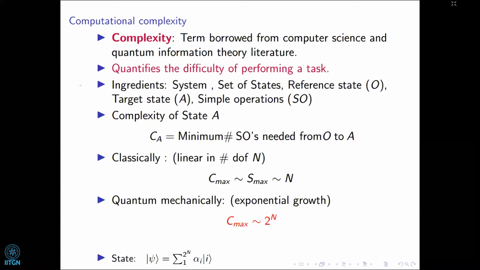But in quantum mechanics, due to superpositions, instead of n binary digits, we now require 2 raised to the power n complex numbers to specify a state. So that's the origin of the drastic difference between the classical entropy, classical complexity and the quantum complexity. The quantum complexity scales exponentially in the degrees of freedom.